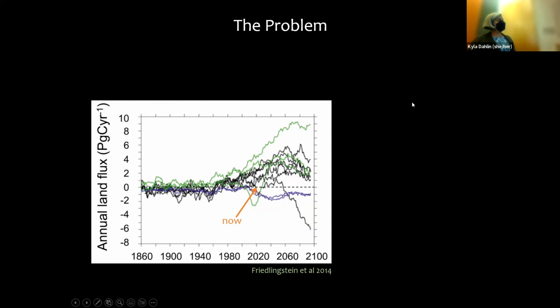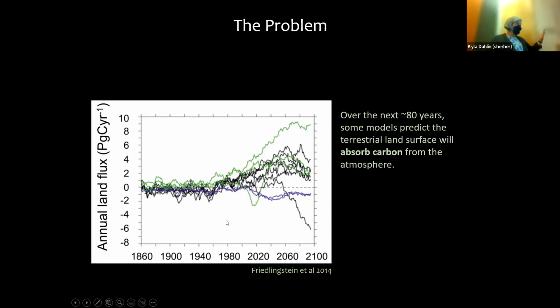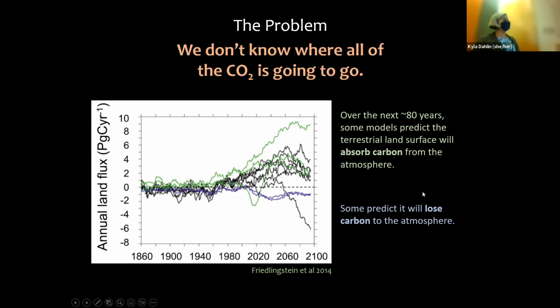And so if it's positive, that means that the land surface is going to take up more carbon as we move forward in time. And if it's negative, that means the land surface is going to start losing carbon. And so what this particular figure shows, again, it's kind of old, outdated now, but it says over the next 80 years, lots of models predict that the terrestrial land surface will absorb more carbon from the atmosphere, which is a good thing, right? Because we keep putting carbon into the atmosphere. But some predict that it will lose carbon to the atmosphere. And so the big picture takeaway from this figure is that we really don't know where all of the carbon that is going into the atmosphere is going to go.